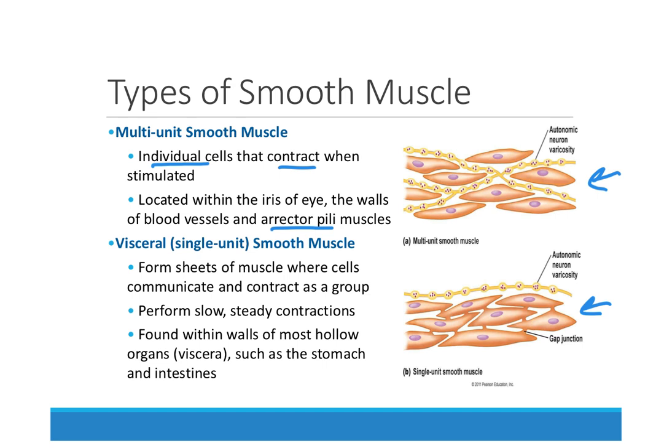In contrast to that, you have the visceral smooth muscle, where you actually have sheets of muscle cells where the cells contract as a group because of cross-communication that's happening between these smooth muscle cells. This type of smooth muscle is what you need to perform steady, slow contractions, and it's the kind that's found inside the organs of your body, such as your stomach and intestine, to move the food along as you go through the digestive process.